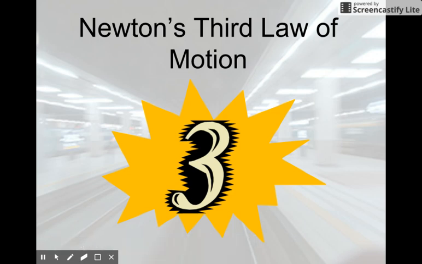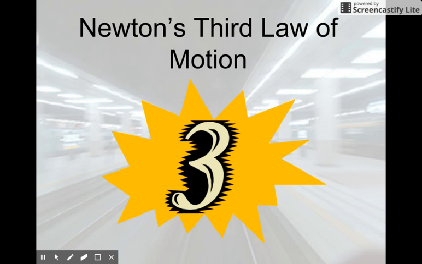Today we're going to finish talking about Newton's laws of motion, and we're going to talk about his third law. Let's review the two laws we've talked about so far. Newton's first law of motion dealt with inertia, the resistance to change in motion. An object at rest wants to stay at rest, an object in motion wants to stay in motion, unless acted upon by a net force.